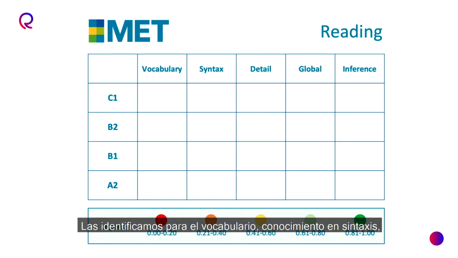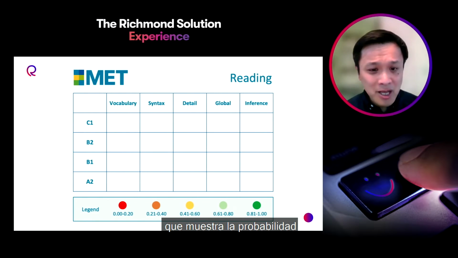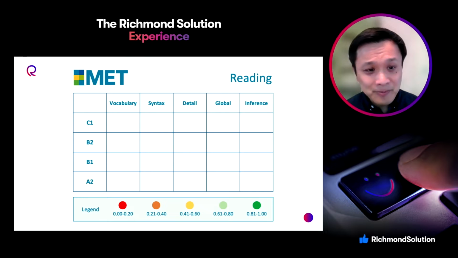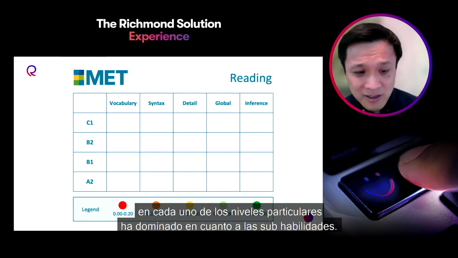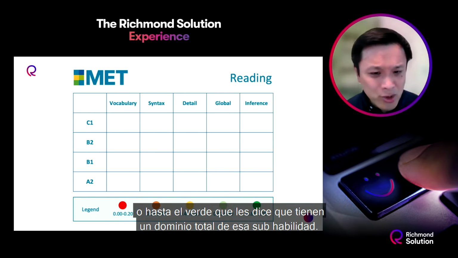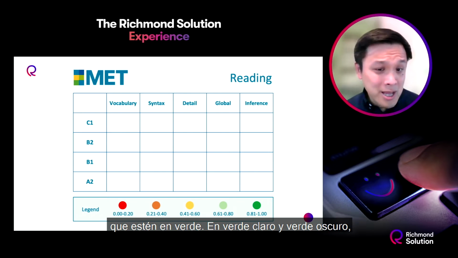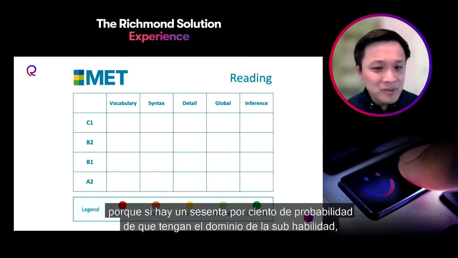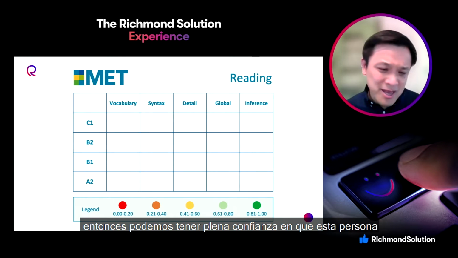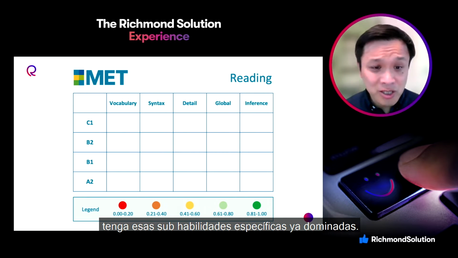We identified them to be vocabulary, knowledge of syntax, the ability to read for detail, the ability to read for main ideas and global information, and then the ability to read for inference. Now, let me point you first to the legend at the bottom of the screen, which shows you the probability that each person at each particular level has mastered each of these subskills. So it goes from red, where somebody essentially has not mastered that subskill, all the way to a bright green, which tells you that this person has mastered that subskill. So for our presentation today, let's be on the lookout for the things that are in green, so light green and green, because if there's a 60% probability that you have mastered the subskill, then we can be quite confident that this person has those particular subskills down.